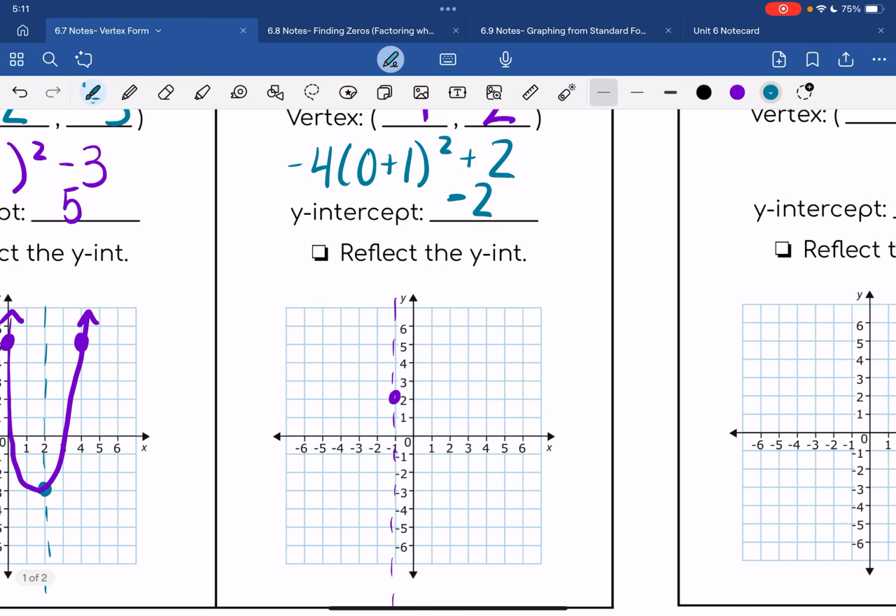It's going to get graphed at -2, and that's just 1 to the right of my axis of symmetry, so then I would go 1 to the left of my axis of symmetry. And then those would be my 3 points I would connect into a U shape. Oop, there we go. Reflected, check that off.